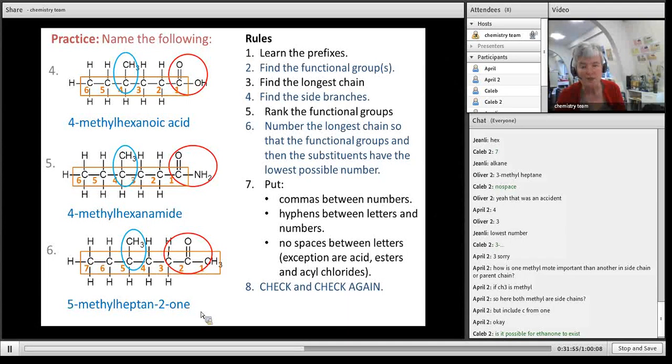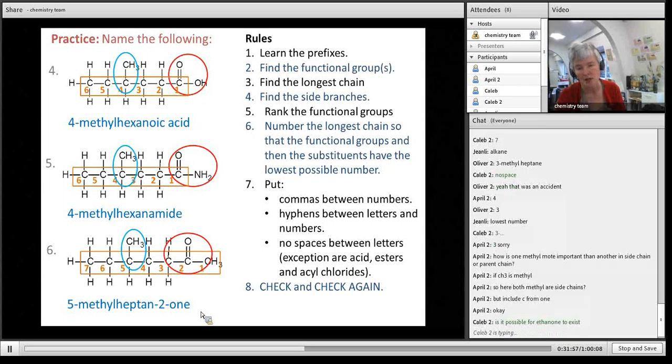Okay, now quite a few of you are typing. Is it possible for ethanone? No, because the carbonyl, it's like an alkene. You can't get ethanone because you've got to have a carbon-carbon double bond. So for a ketone, you've got to have a carbonyl attached to 2 other carbons. So the smallest ketone is a 3-carbon chain.